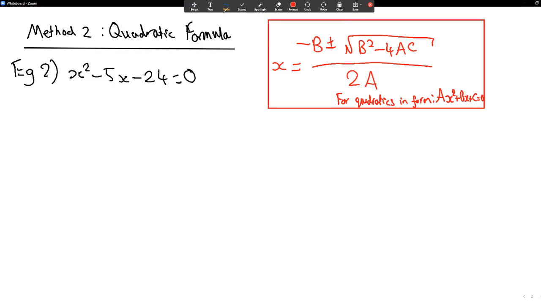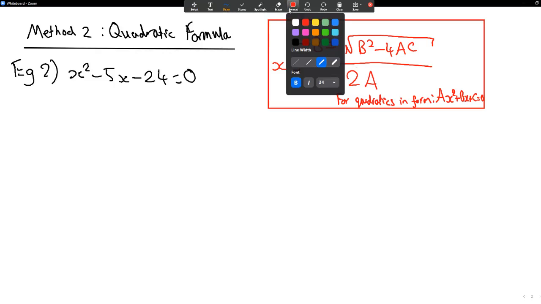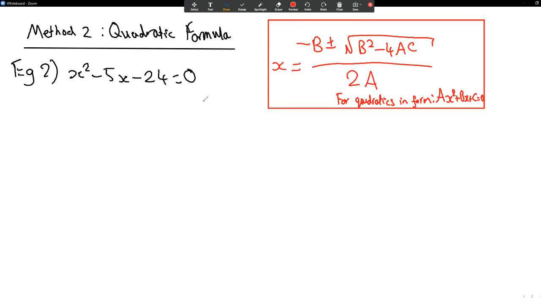So let's look at this. First, the easiest thing to do is to figure out what our a is, our b is, and our c is. So our a is 1 here. Now we could put 1 here, but it's not there because it's not necessary. Our b is minus 5. Remember, you have to put the minuses in there. And our c is minus 24.